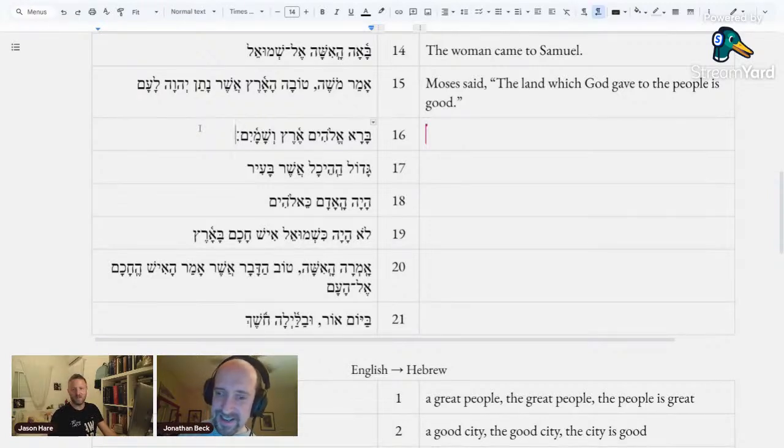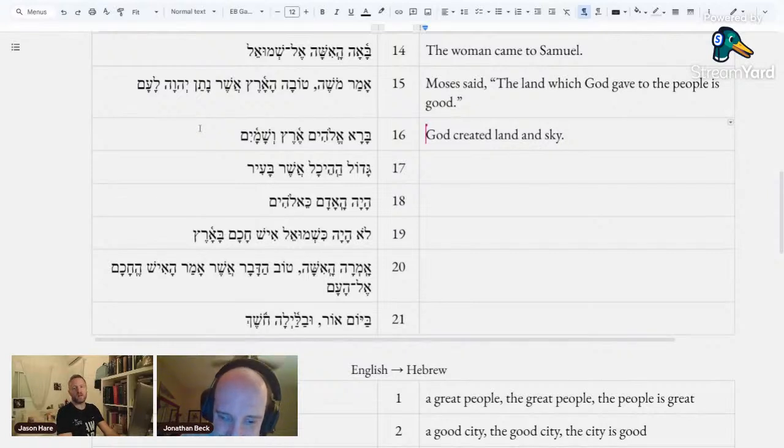Sof pasuk. Bara Elohim Eretz V'Shamayim. These are fabricated sentences, so no, I'm not surprised. So Elohim bara. God created land and sky.